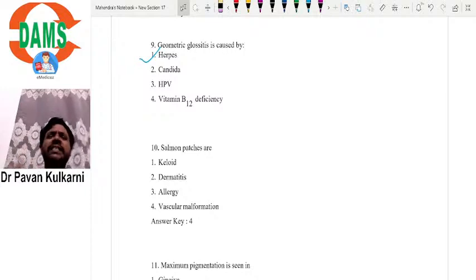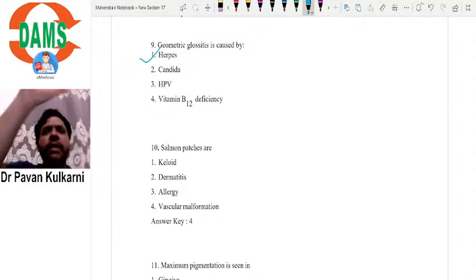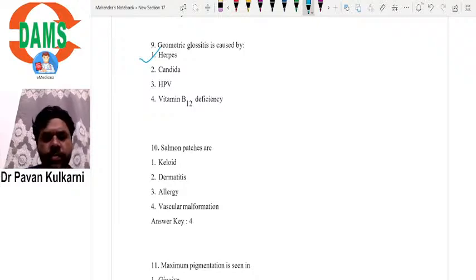So geometric glossitis, simple, single liner. In herpes infection, particularly herpes simplex infection, the oral tongue will show depapillation that is not uniform. Some areas there will be depapillation, some areas it will not be there. The term that has been given is geometric glossitis.